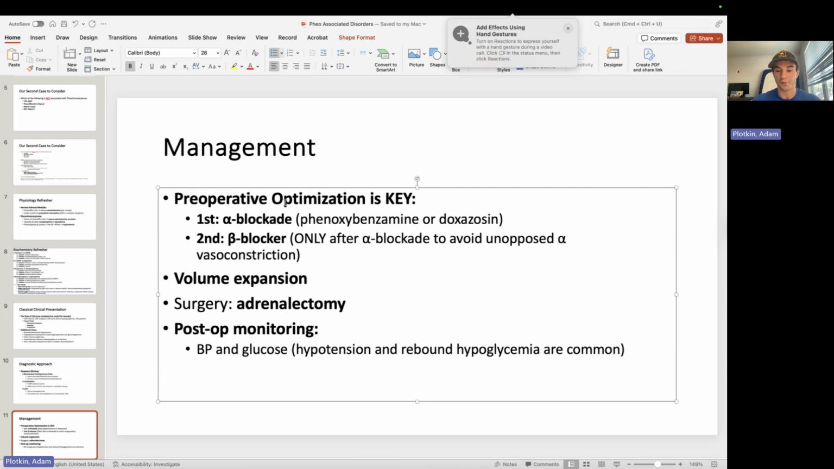So we give an alpha blocker first, usually a non-selective alpha blocker like phenoxybenzamine, or we could potentially give doxazosin. All right. We usually run that for about 7 days. We check their blood pressure. If their blood pressure is pretty good now, we technically don't have to give a beta blocker. But if we want to, we could then give a beta blocker after. Alpha first, beta second. If we give the beta first, we're potentially going to put the patient into hypertensive crisis. All right. We can do volume expansion with fluid. We'll do adrenalectomy. And then post-op, we're going to look at their blood pressure and glucose.